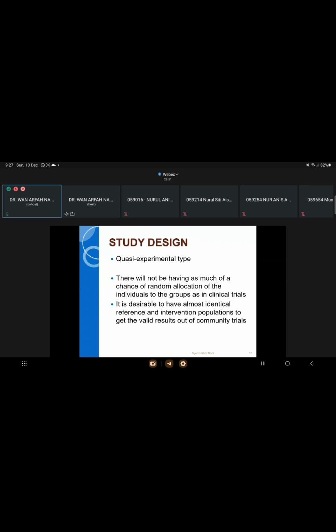All right. So they will not be having as much of a chance of random allocation. So random allocation is not there when you do this design. So it is desirable to have almost identical reference and intervention population to get the valid result out of the community trial. This quasi experimental can be a clinical trial, can be a community trial. The concept is easy. If the randomization cannot be implemented, you can term it as quasi experimental design, right?